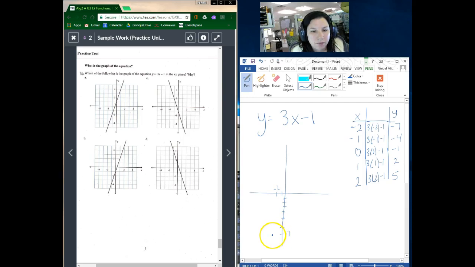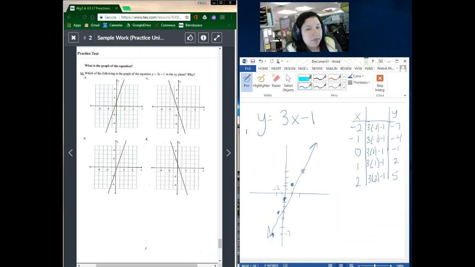And then at -1, it comes up to -4. And then at 0, it's -1. At 1, it's at 2. At 2, it's at 5, right? And construct your line that way.